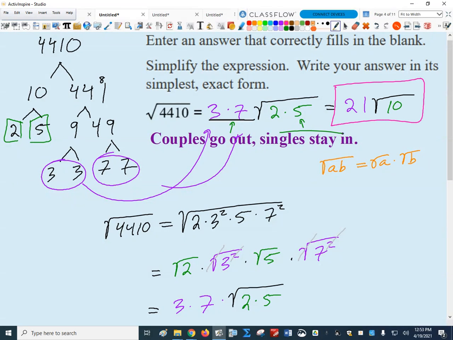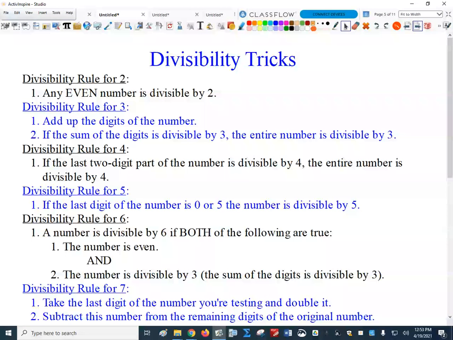Everybody good with that? Does that make sense? Okay, that's our simple trick for simplifying any radical. It could be as big as you want it to be, right? All you have to do is factor it and then use that little saying, okay?